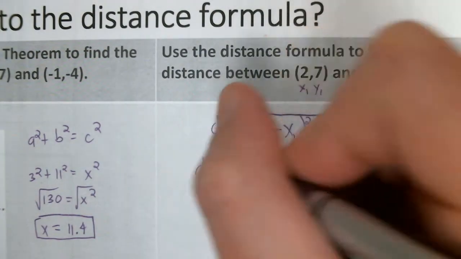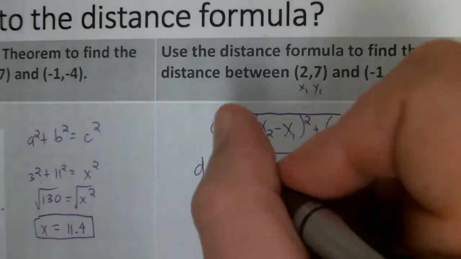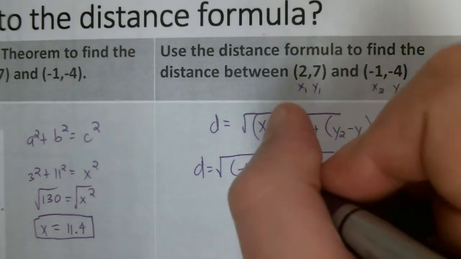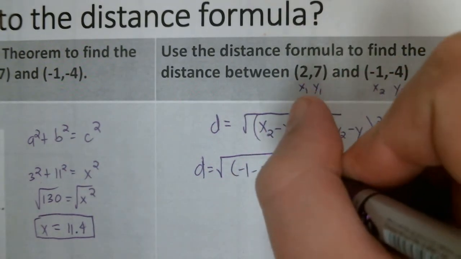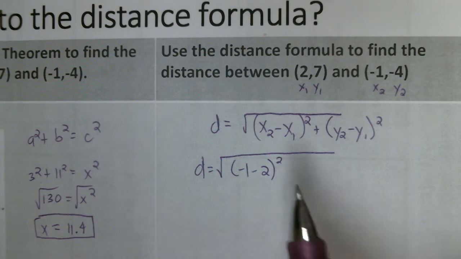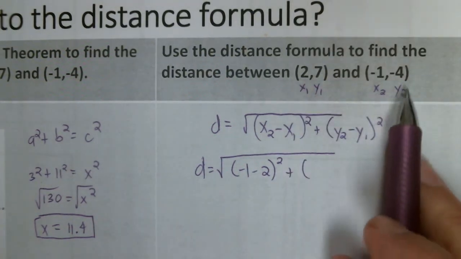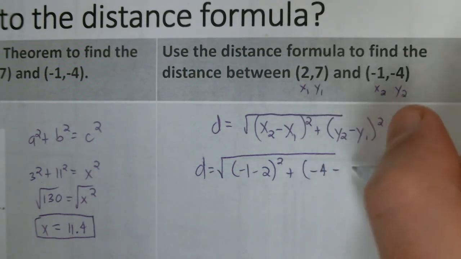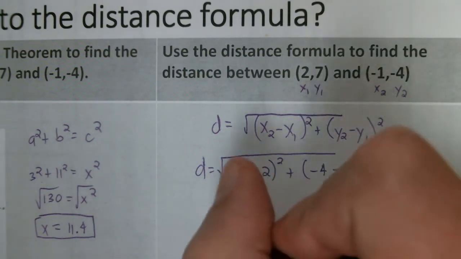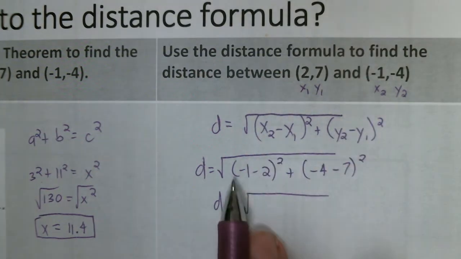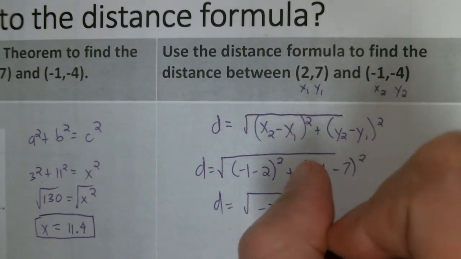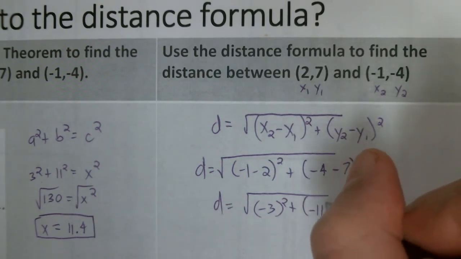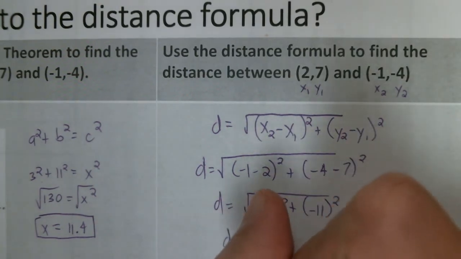So distance is going to be the square root of x2, which is this guy, -1, minus x1, so minus 2. We're going to square that, and then that's going to be plus our y2, which is -4, minus y1, which is 7, and then we're going to square that. So distance is equal to -1 minus 2 is -3, so we're going to square -3. -4 minus 7 is -11, so we're going to square that.